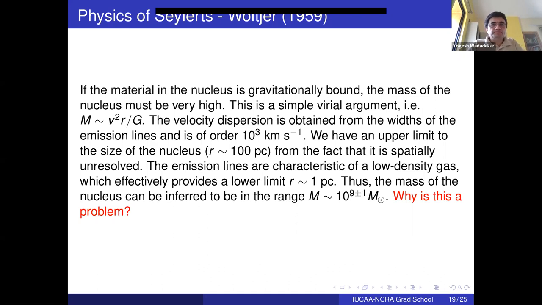Okay. So now if you plug in, using the Virial theorem, the radius to be either 1 parsec or 100 parsec, put in that as the value of r, and put in 1000 kilometers per second as the value of v in this Virial equation, v square r over G, you will get a mass of 10 raised to 9 plus or minus 1 solar masses for the mass that is sitting within that 1 parsec or 100 parsec region. So why do you think this poses a problem?